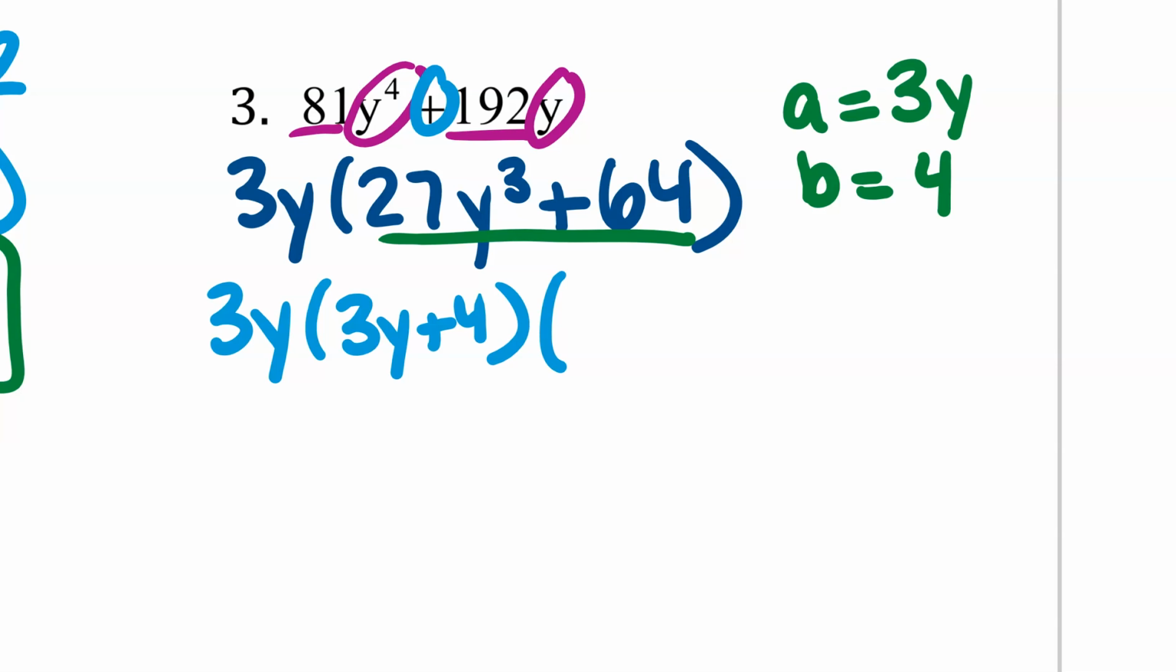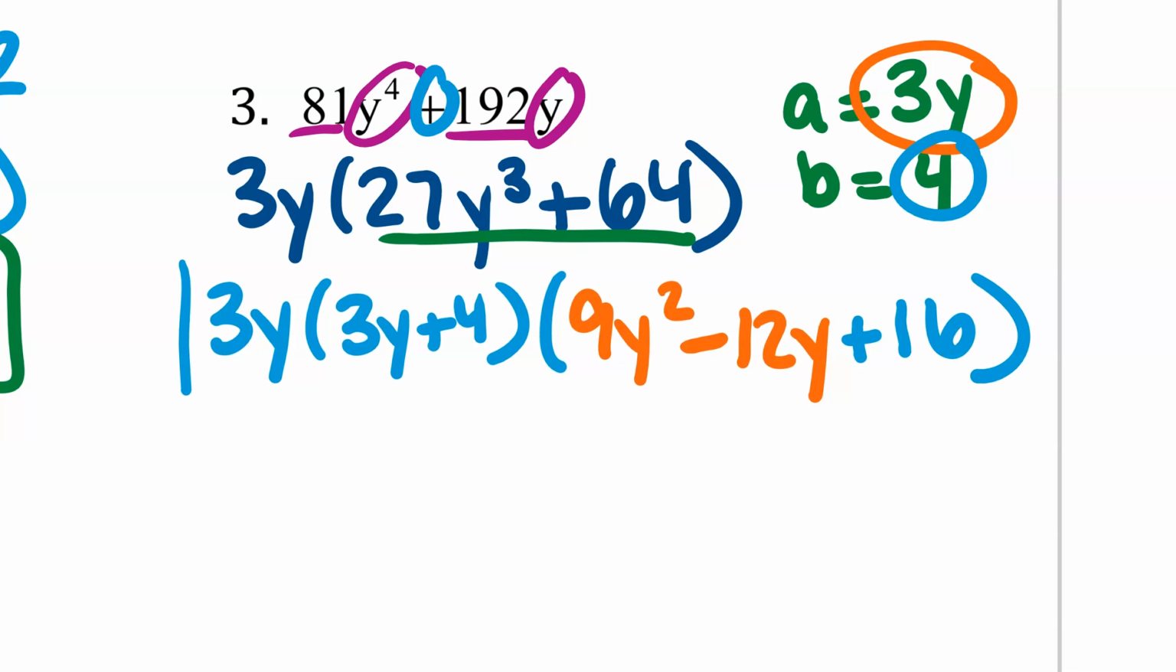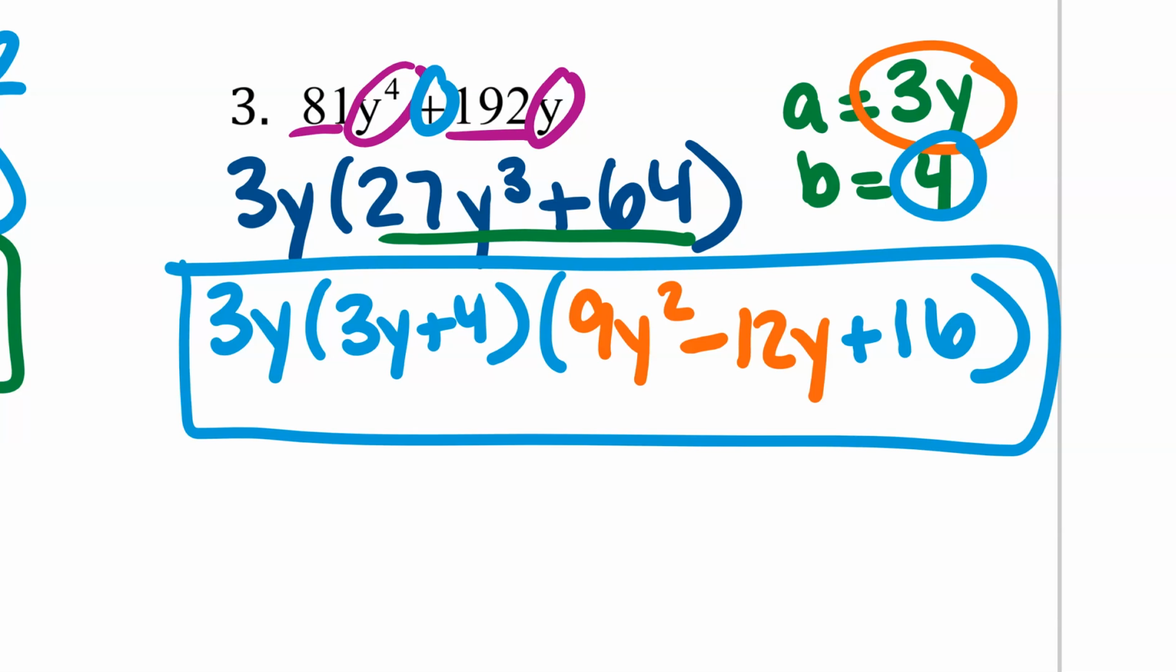Okay, my second parenthesis, remember, it's a squared. So 3y times 3y is 9y squared. Opposite sign, so I'm going to put a minus. A times b, 3y times 4 is 12y. Plus b squared, so I have to do 4 squared. 4 times 4 is 16. This is the fully factored form of what I had. So we're good on number 3. I know sometimes these take a while.